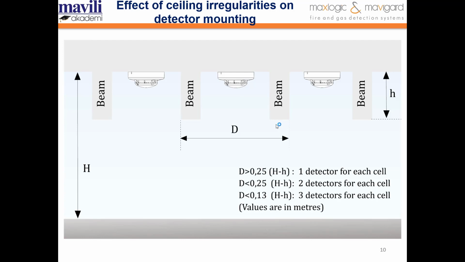Lowercase d is the distance between the beams measured from outside to outside. Uppercase H is the ceiling height and lowercase h is the depth of the beam. These values are in meters.